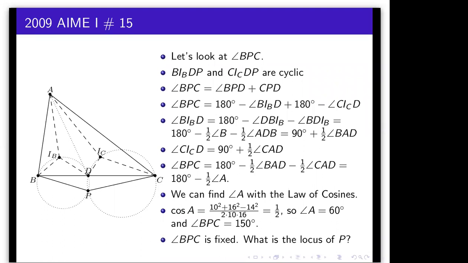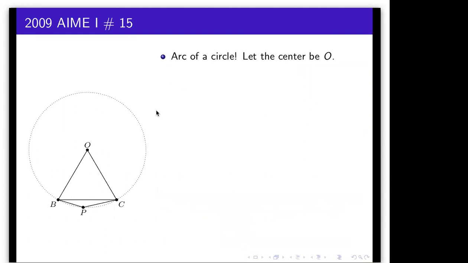So BPC is fixed. Can anyone say what the locus of P is? What's the set of points that P can lie on? Yeah, exactly. It's not going to be the whole circle, but just the arc of the circle.